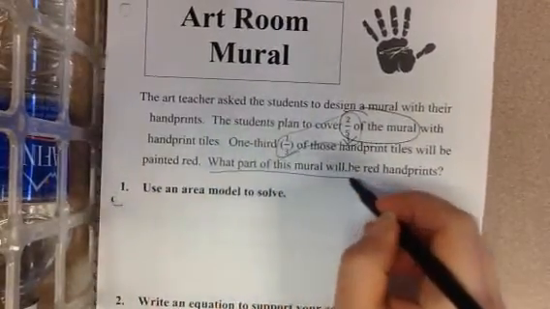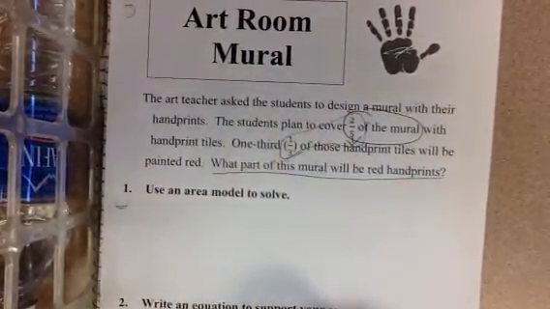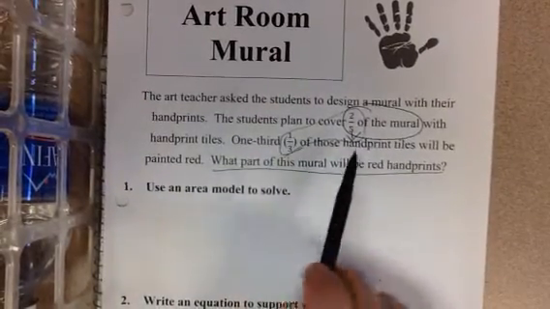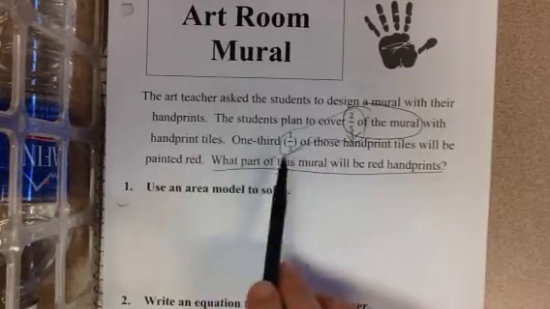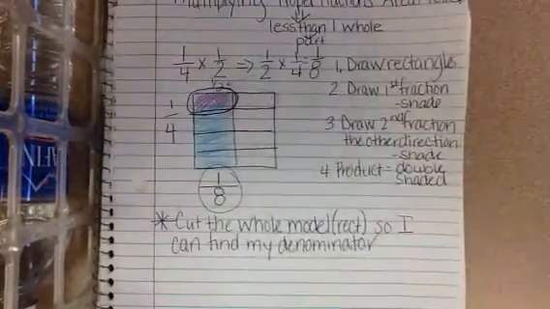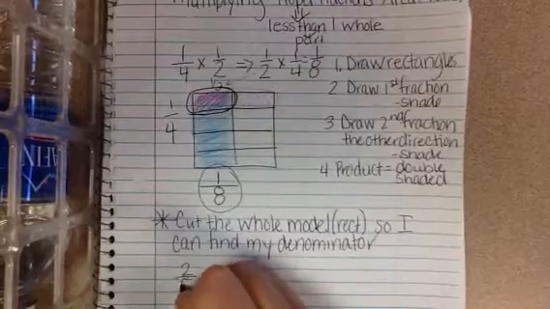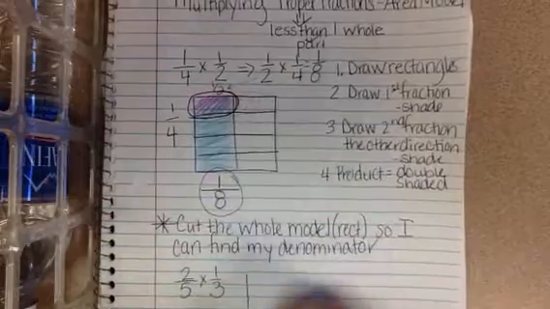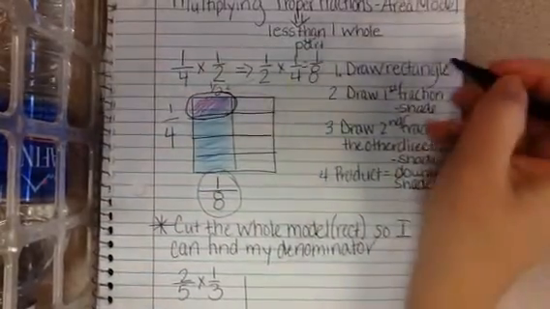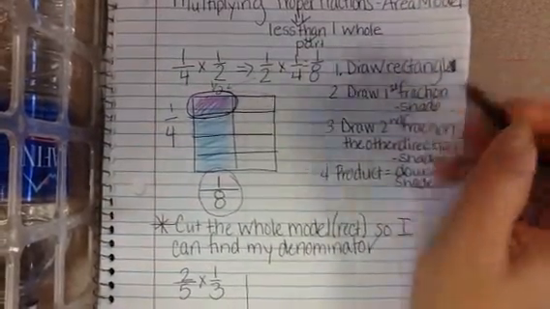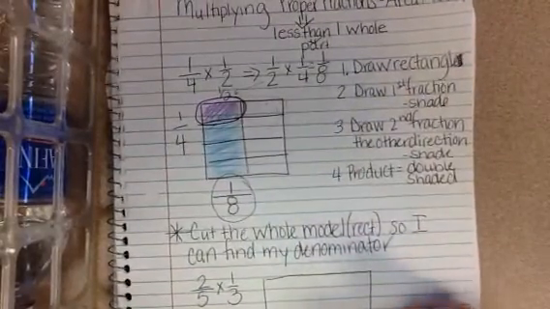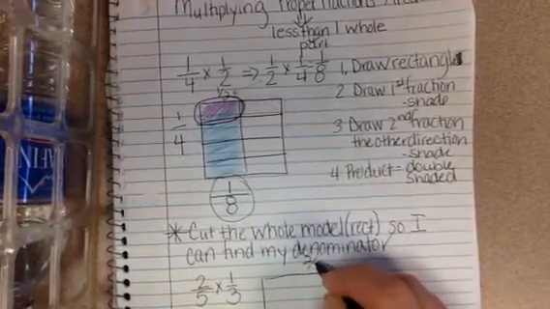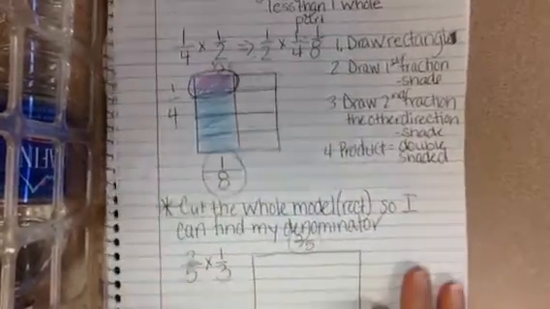What part of this mural will be red? Taking 1/3 of those handprints. And the handprints covered 2/5. So I'm taking 1/3 of the 2/5. So I'm going to do 2/5 and I'm going to take 1/3 of it. So I'm going to draw my rectangle because that's what my steps up here say. I should not have had an S on this. It should just be one rectangle. I'm going to make it big enough so I can do it. I'm going to show 2/5. Remember I labeled. This is important that I label.